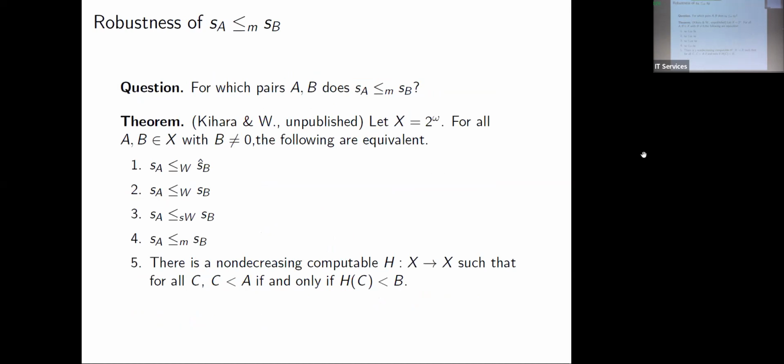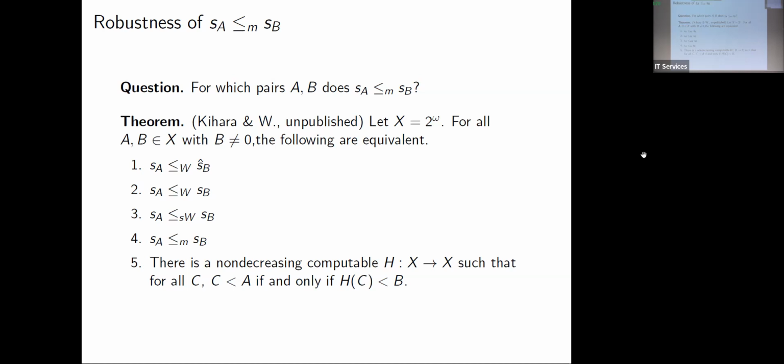In some previous work with Kihara, we asked this question and got into it a little bit, and were able to prove that it's actually quite robust, this question of for which A and B the step function at A reduces to the step function at B.